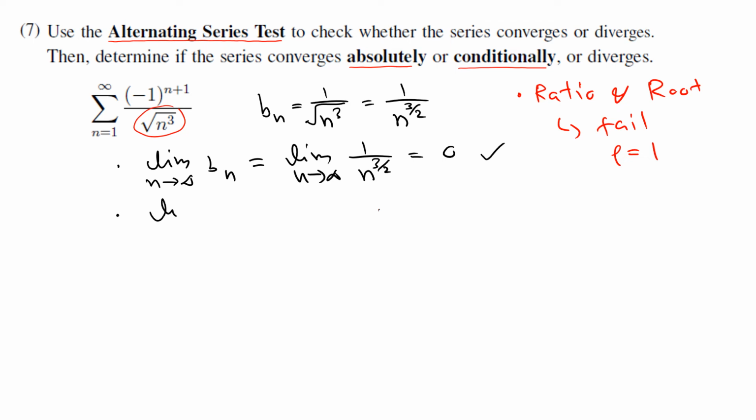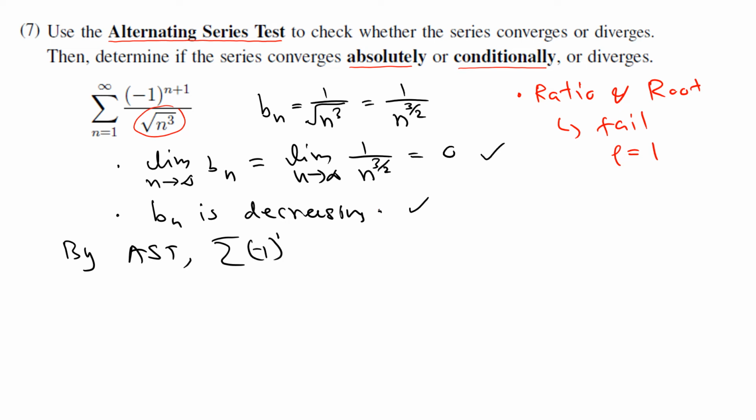Second condition, we need to know that bn is decreasing, and it's obvious because n is in the denominator, so this is decreasing. We can notice that bn is decreasing. That's obvious. Good. So therefore, by the alternating series test, the series of (-1)^(n+1) bn converges.